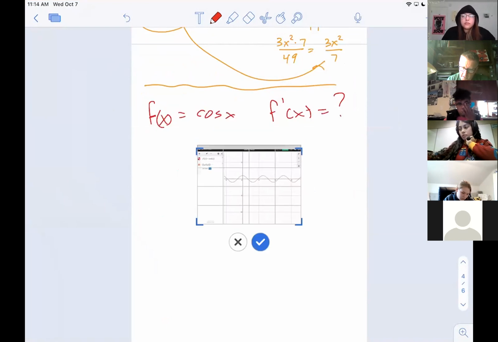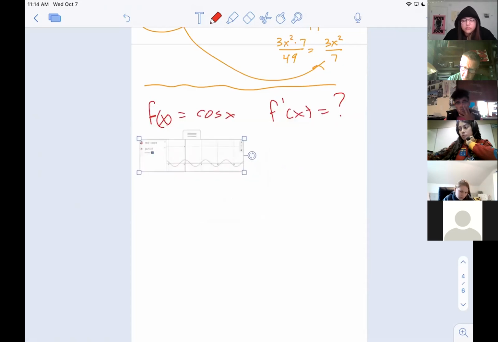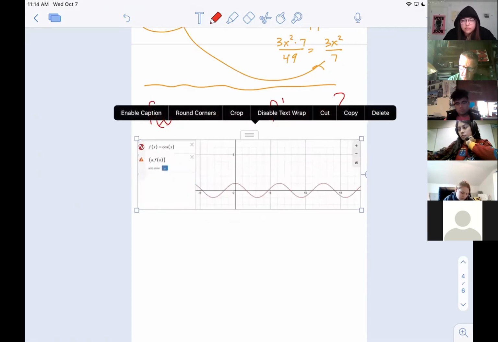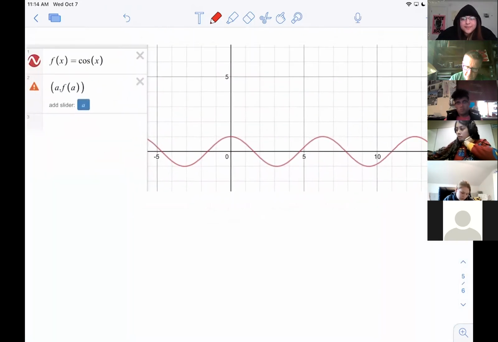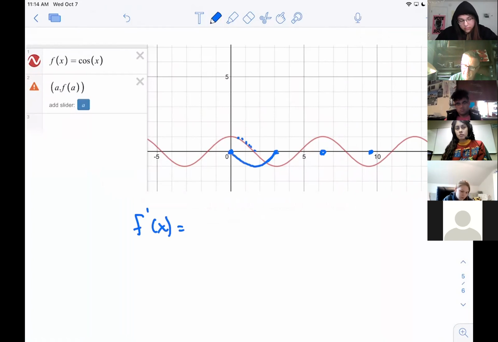Let's crop that down. Draw that over there, make it all big. Do this in blue. What's f prime of x? What's its graph look like? Well, again, isn't the slope 0 right there? It's 0 right there, 0 right there, 0 right there. And then between those points, what's the slope here? Well, isn't it negative there? So isn't it going to do this? And then between here and here, isn't the slope positive? So that means it's going to do this.